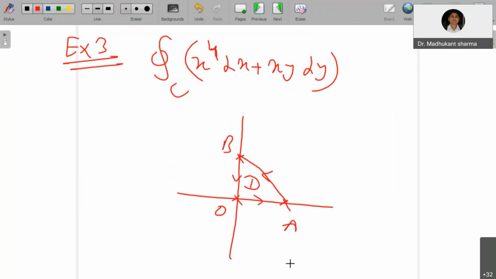And D is the region enclosed by this. Now, you know, this is the line x plus y equals 1. Since this is positively oriented, from (0,0) to (1,0) to (0,1) to (0,0), it is a positively oriented, piecewise smooth, simple closed curve. So Green's theorem is applicable. Okay. And D is the region enclosed by this triangle.